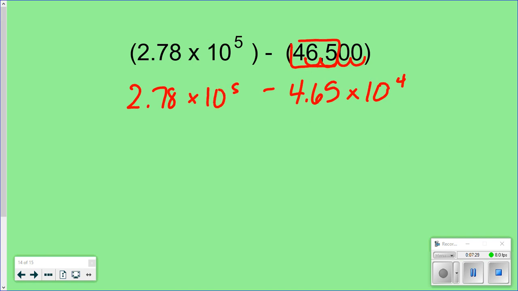I'm going to make the 4 a 5 this time. You could make the 5 a 4. Honestly, either way, you're going to come out with the same answer. So just because I do one way doesn't mean you have to do it that way. So I'm going to make this a 5. So to do that, I have to move 1 to the left.